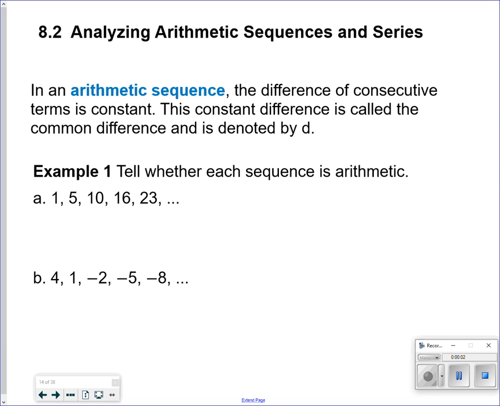All right, welcome back. Hononegah Honors, Algebra 2. Section 8.2, we're going to talk specifically about an arithmetic sequence and series.